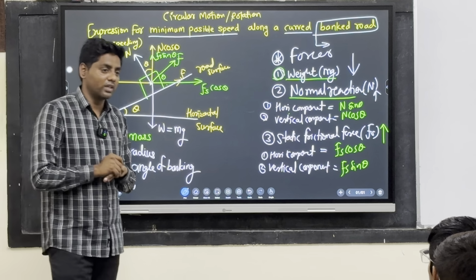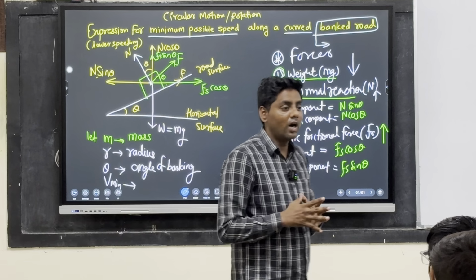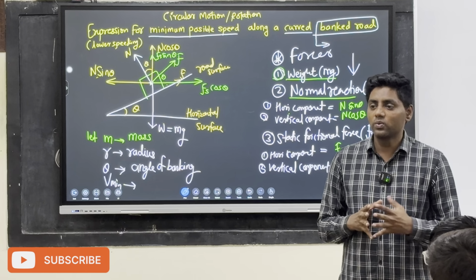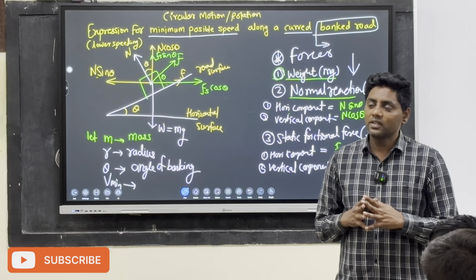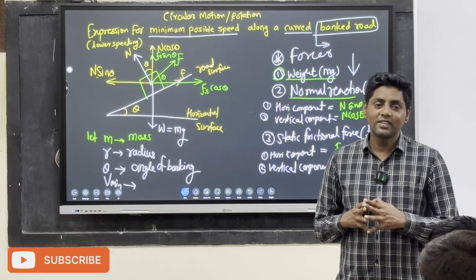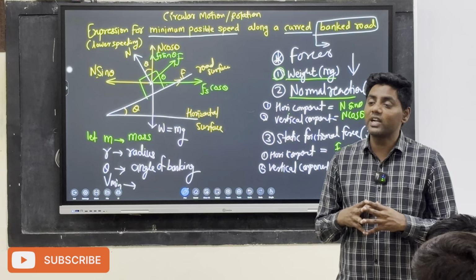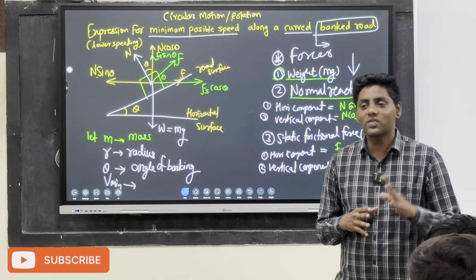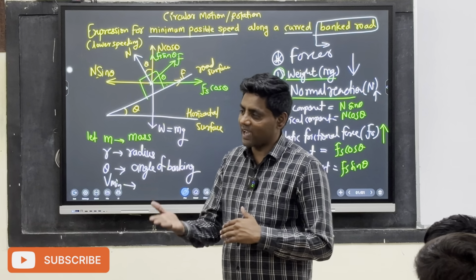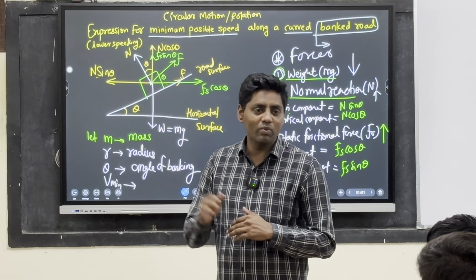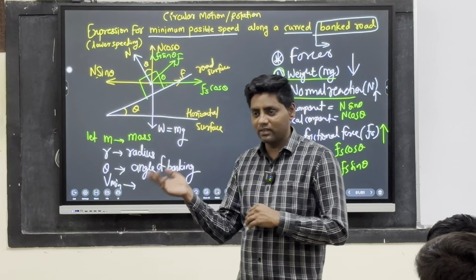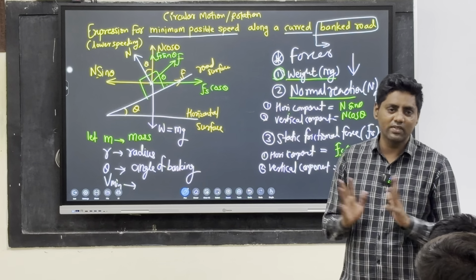And after those two equations we know how to solve: taking the ratio, cancel mass, and then replace Fs by mu s n, and then divide numerator and denominator by n cos theta, and sin by cos gives tan, and after that taking the square root of both sides, we get the final answer.